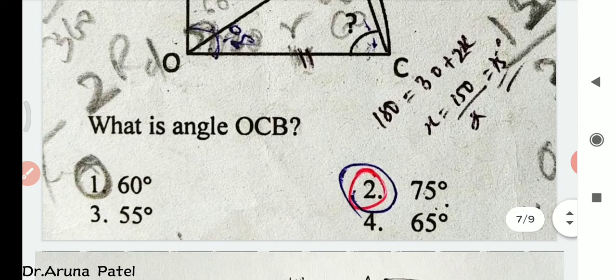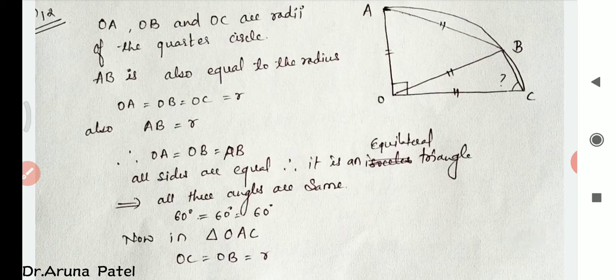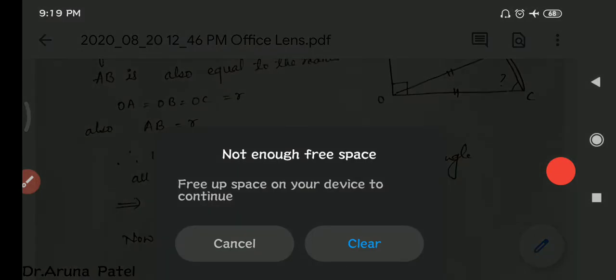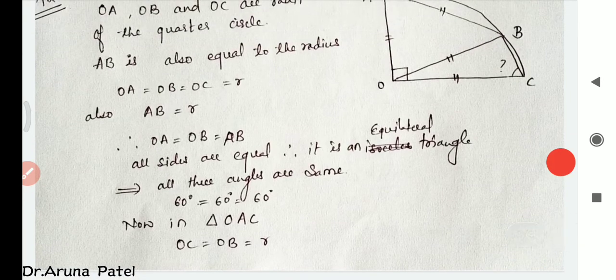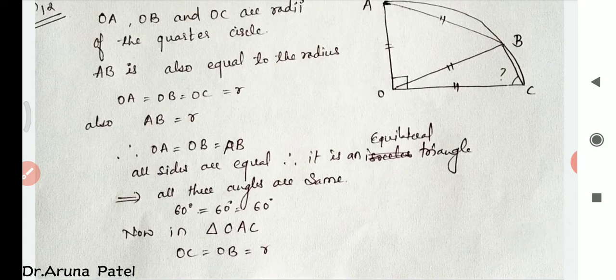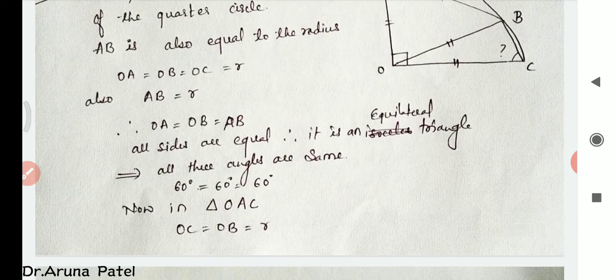So how do you have to solve? See the solution. OA, OB and OC are radii of the quarter circle. AB is also equal to the radius. So now see, OA equals OB equals OC equals R. Also AB is equal to R. So you get the three equal sides. So this is an equilateral triangle. Now OA, OB and AB are equal, then all sides are equal. It is an equilateral triangle. So you know that in an equilateral triangle all three angles are the same. So it is 60, 60 and 60.